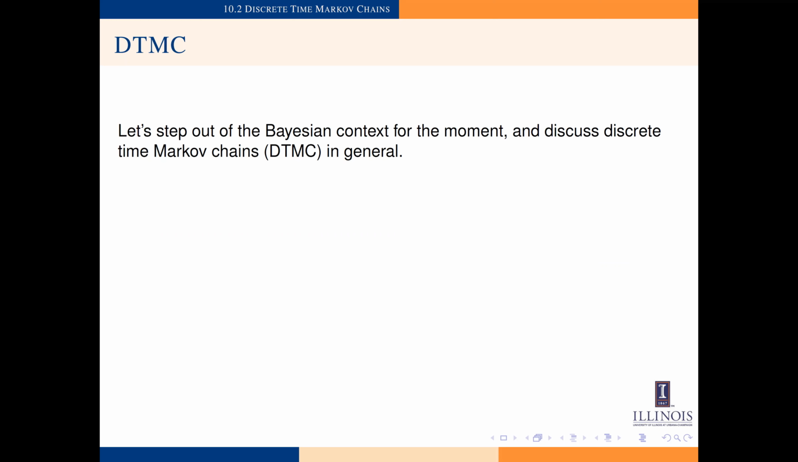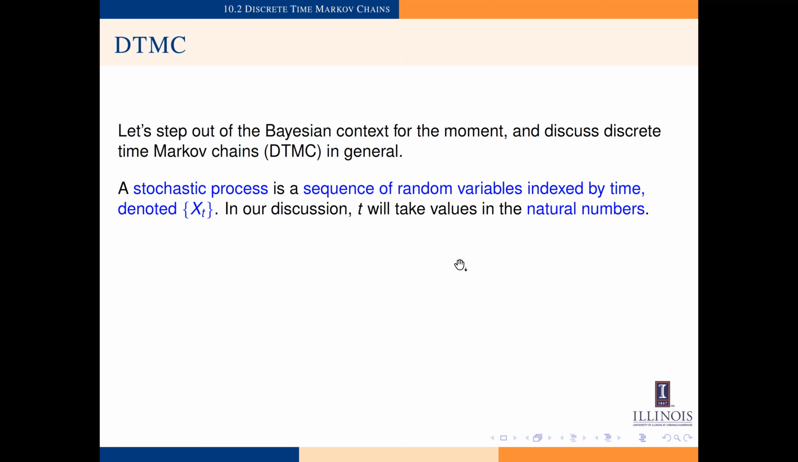So to introduce discrete time Markov chains, let us step out of the Bayesian context for the moment. And let's discuss DTMC, which is discrete time Markov chains in general. A stochastic process is a sequence of random variables indexed by time. And this stochastic process can be denoted by Xt. So that represents X0, X1, X2, X3, etc. So the sequence is indexed by time.